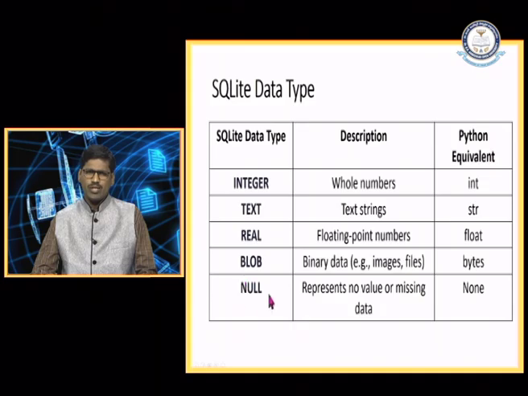Coming to SQL, another data type is null, which is used to represent no values. Null means no values or missing values. The same thing can be represented in Python with the data type None. We use None to represent no values. With the help of this you can understand the data types we use in SQLite and the equivalent data types we use in the Python programming language.